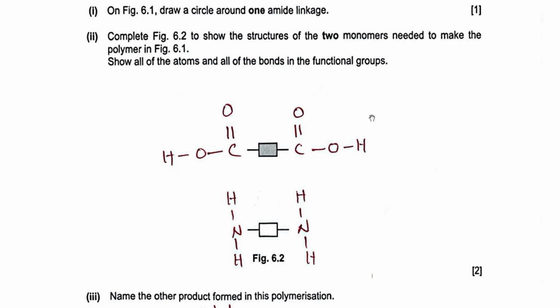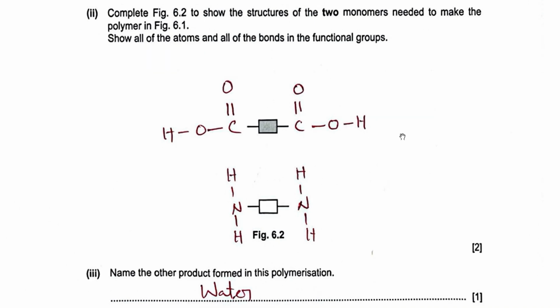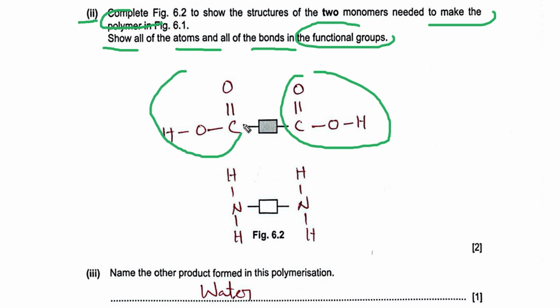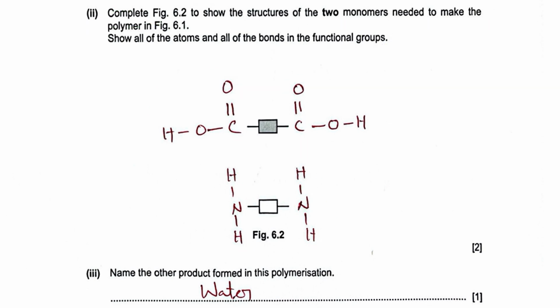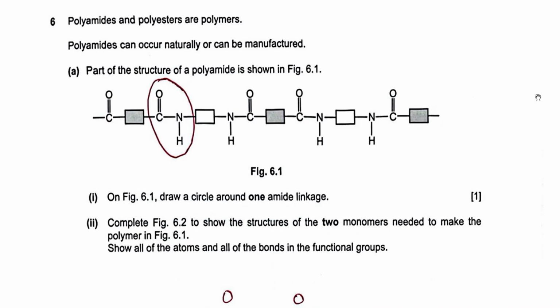And then complete figure 6.1. Show the structure of the 2 monomers needed to make this polymer. Show all the atoms and all the bonds in the functional group. So this is dicarboxylic acid. One monomer is COOH, COOH, dicarboxylic acid, and the other monomer is diamine, NH2. These two monomers make this polyamide.